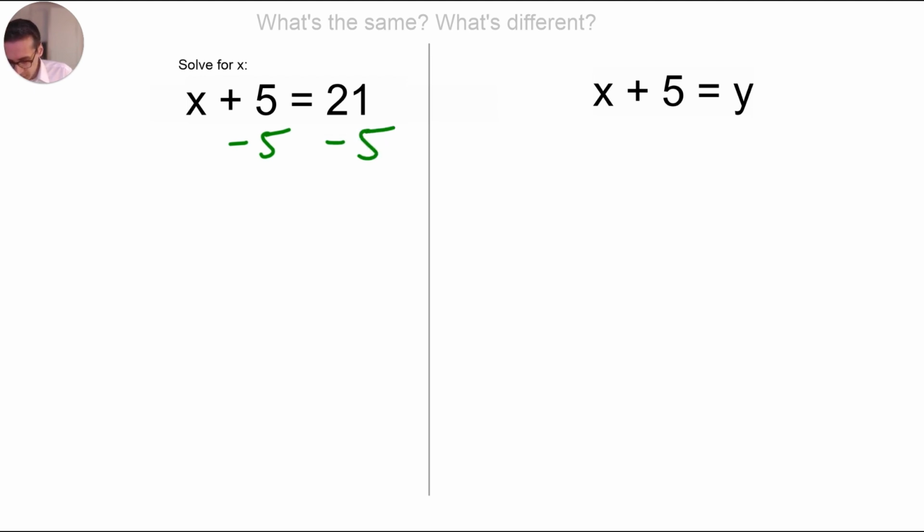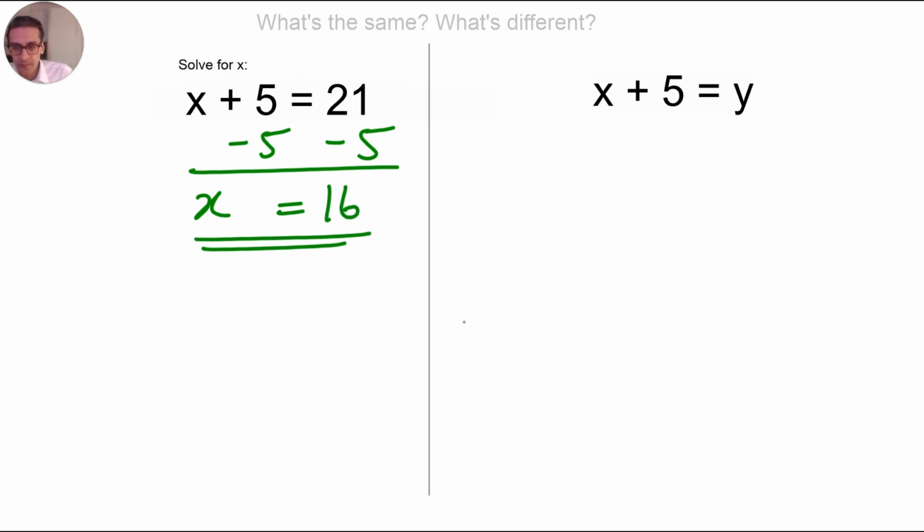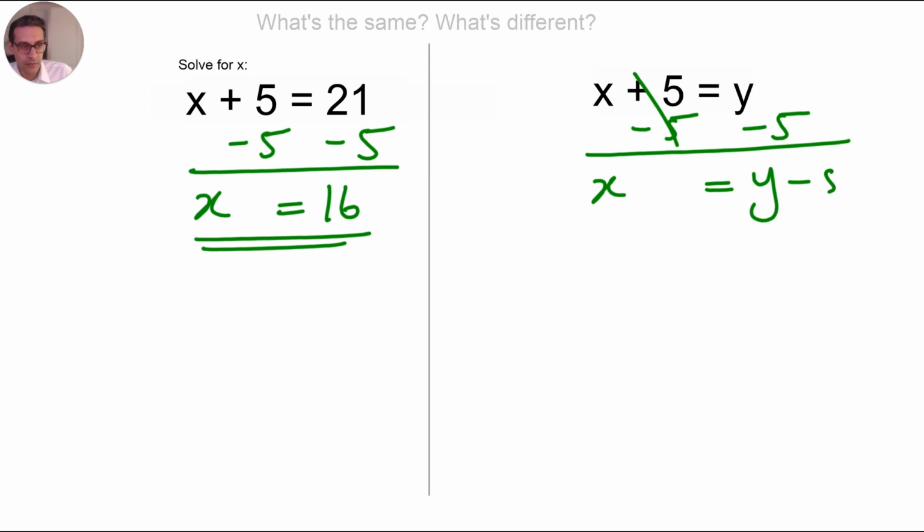So when you rearrange this, you get x equals 21 take away 5, which is 16. That's your answer. If you try the same thing here, you'll obviously notice that we're not going to be able to take away 5 from y and then simplify it. It's just going to stay as, well, that's a 0 pair. This is just going to stay as y minus 5.